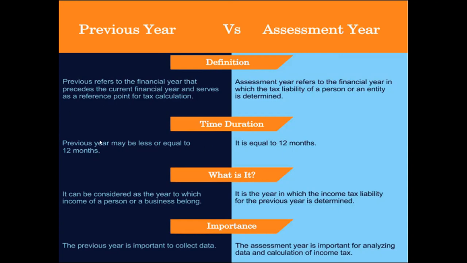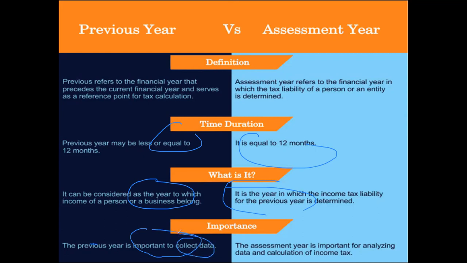Time duration: for both of these years, the time duration is 12 months. The previous year is the year of income, and the assessment year is the year of tax calculation. As per the previous year, data will be collected on how much income is generated. According to this, we determine how much tax has to be paid.